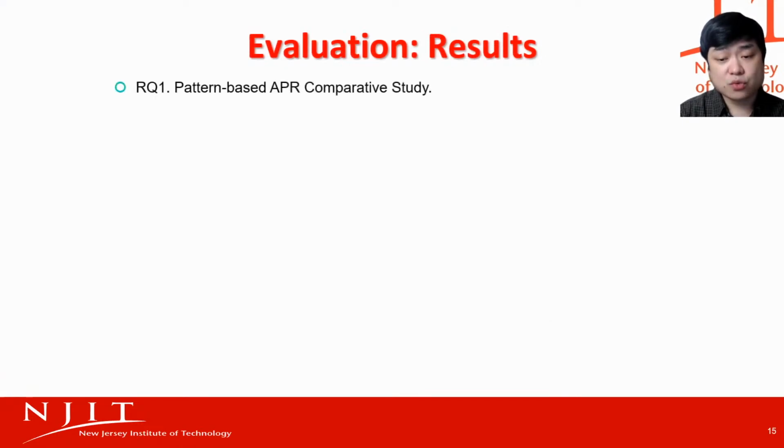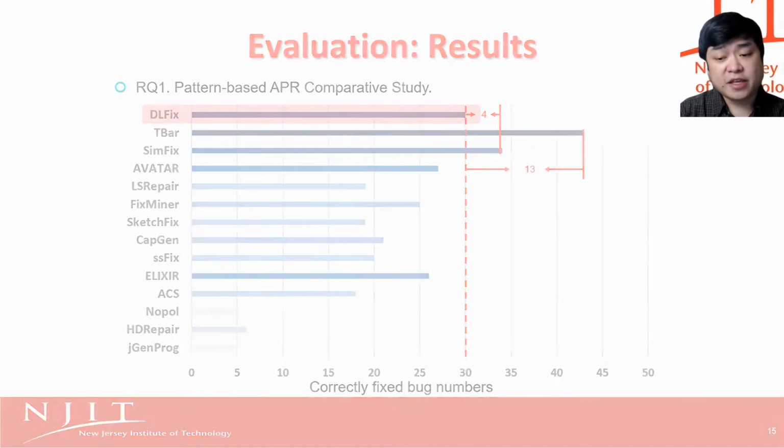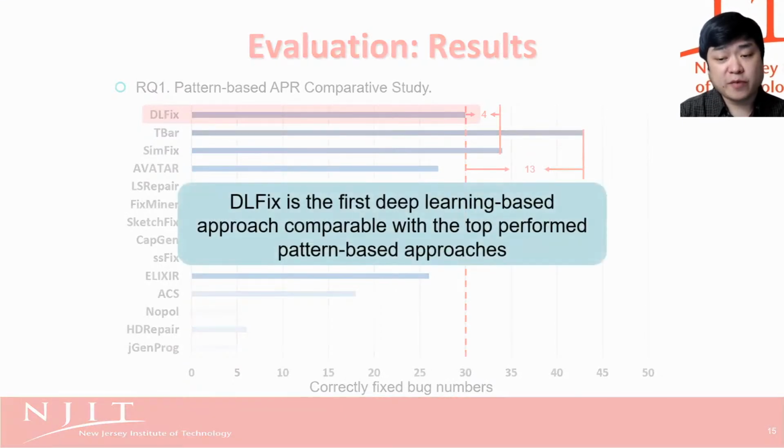As for research question 1, our approach can be seen in the red box. And from this table, we can see that our approach can fix more bugs than most of the pattern-based approaches on Defects4J. And even for the best performing pattern-based approaches like PAR and SimFix, we can still generate comparable results with them. We are the first deep learning approach that can achieve performance like this.